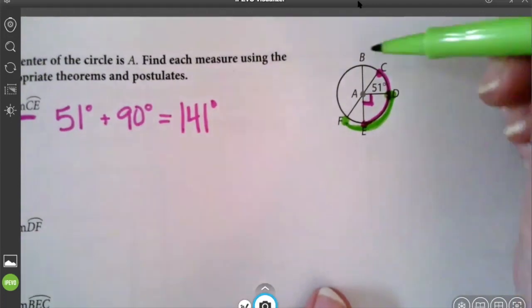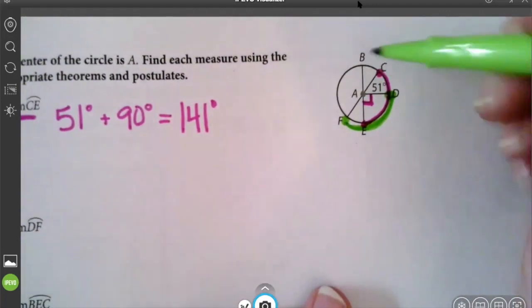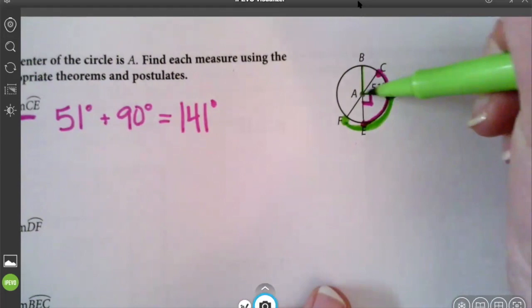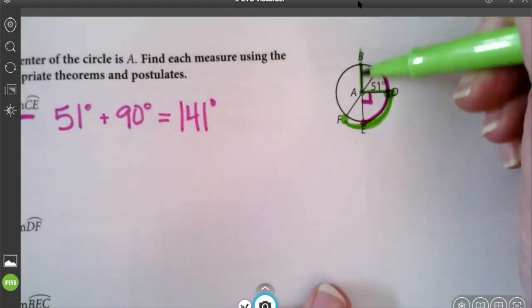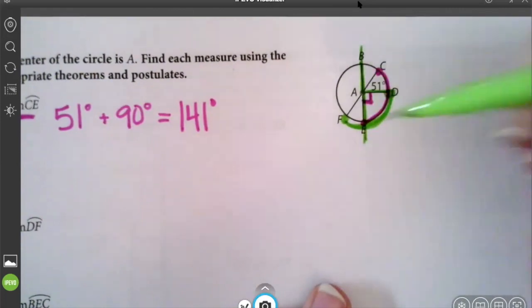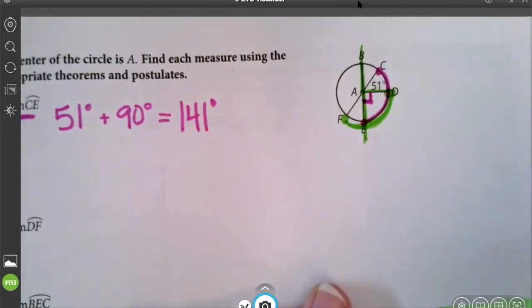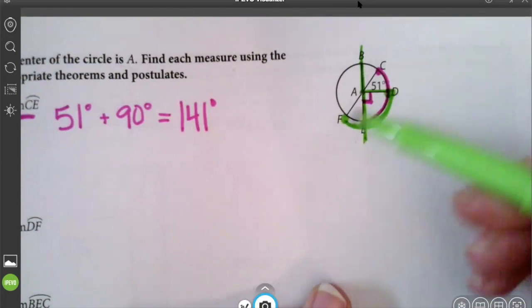Very good. Which one did you say? B and D make 90 degrees. Good. And the way he knew that is because BE is a diameter, goes all the way through. It's a perfectly straight line. And if you were wondering, you could have done the same thing with F and C.